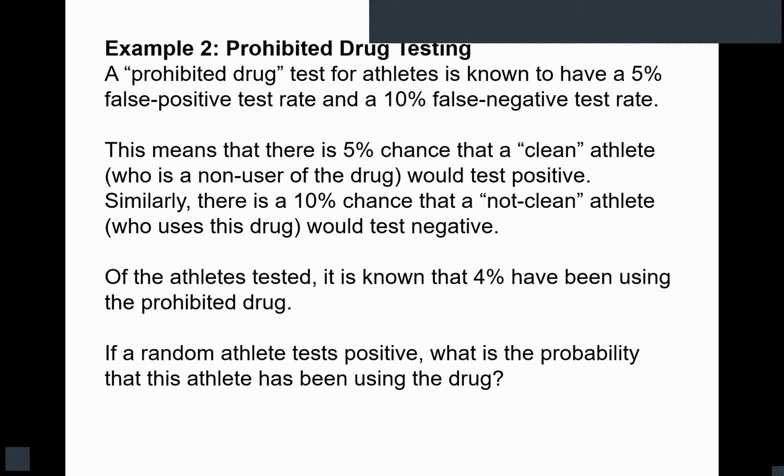And there is also a 10% false negative rate. This means there's a 10% chance that a user, a not clean person, would test negative. And we know that of the athletes, 4% have been using the prohibited drug. That's all we know. We want to see, if a random athlete tests positive, what is the probability that they have been using the drug?